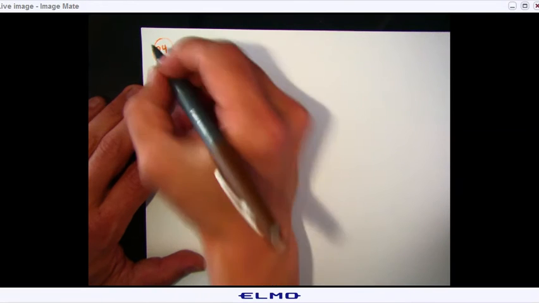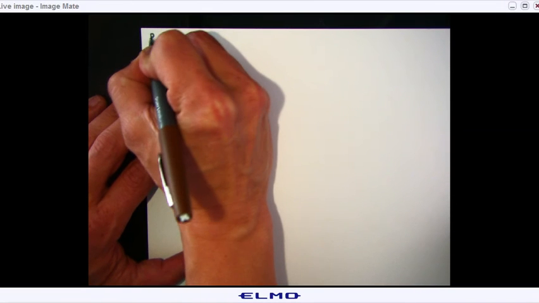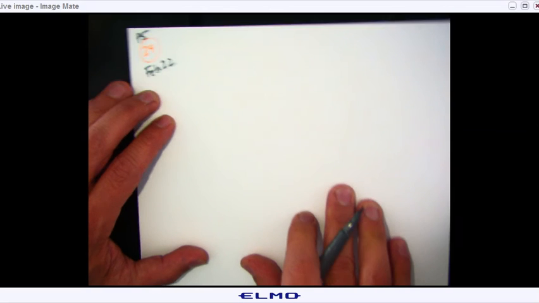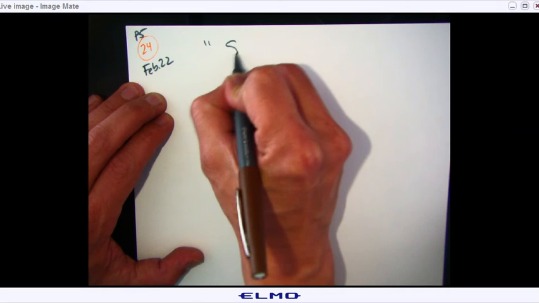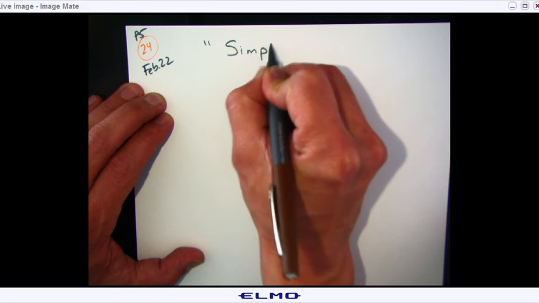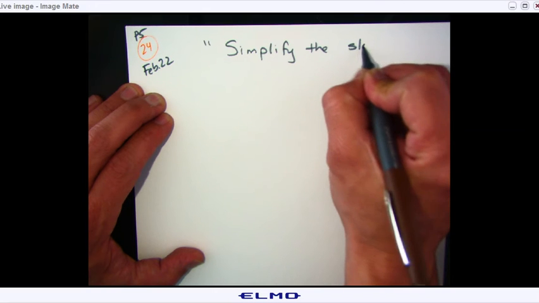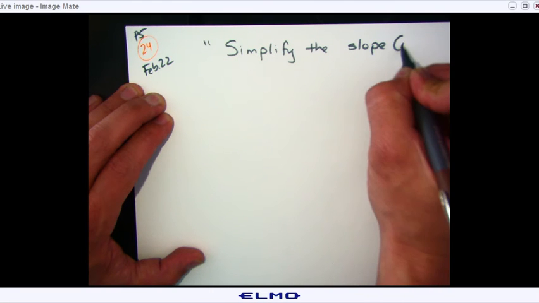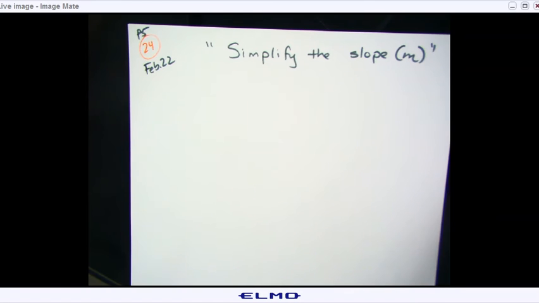So today, February 22nd, this is period 5, so you don't have to put P5. That's just for me. We're going to simplify the slope, which is your M. Okay? Simplify the slope, which is your M. So go ahead and write that real quick.